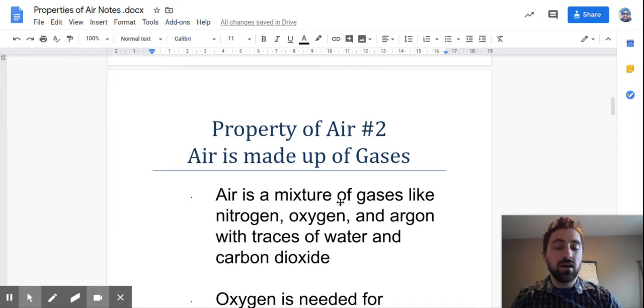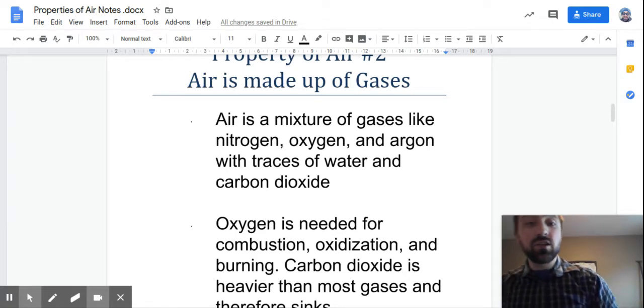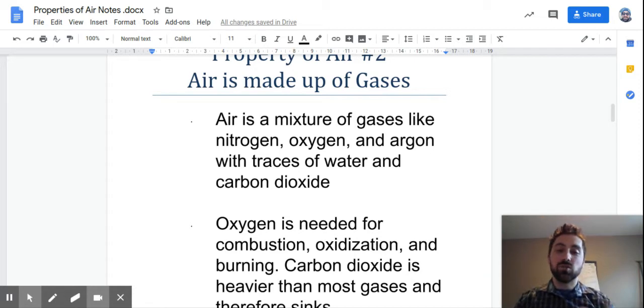Second property of air is that the air is made up of several different gases. Now, we breathe in oxygen. The 2 main gases we've talked about are oxygen and carbon dioxide because of our trees and forest unit. But really, it's a mixture of many different gases, even some so small we won't mention them here. They're a mixture of gases like nitrogen, oxygen, and argon with traces of water and carbon dioxide.